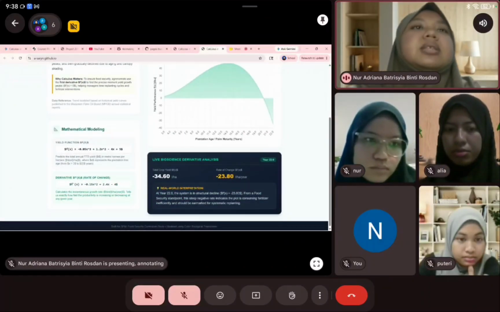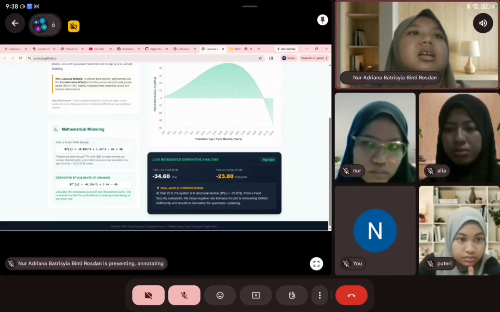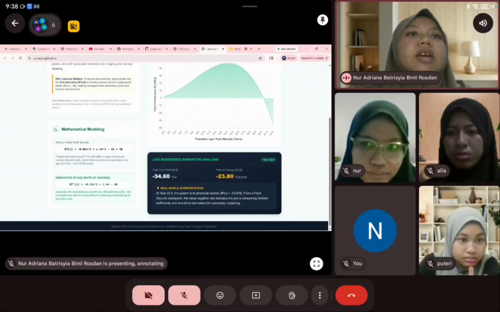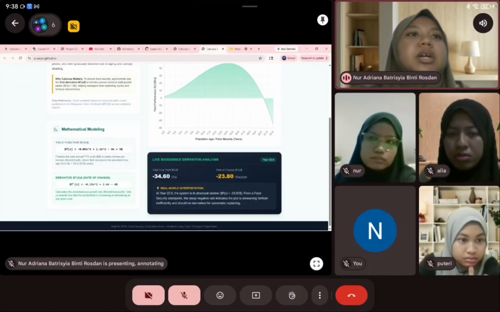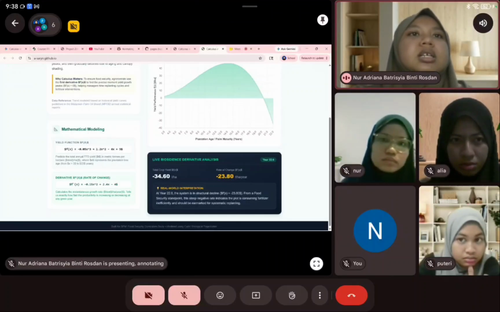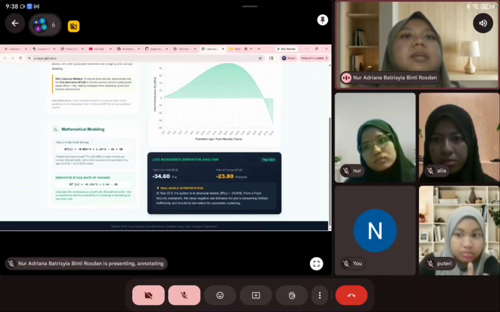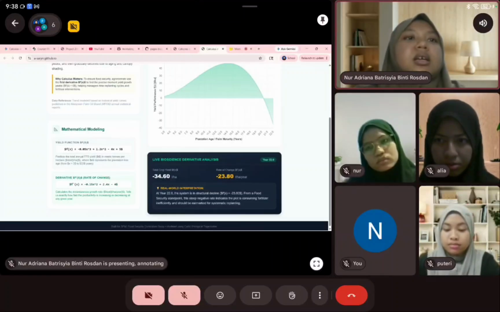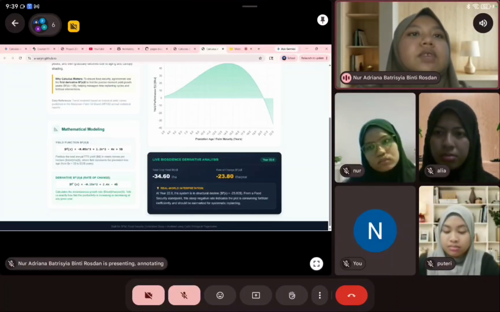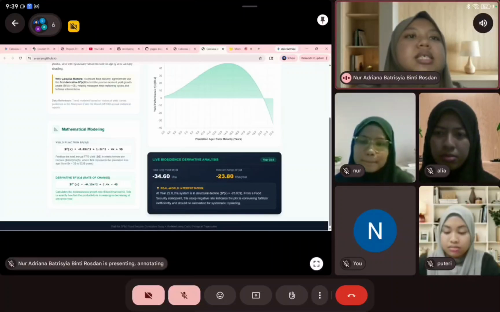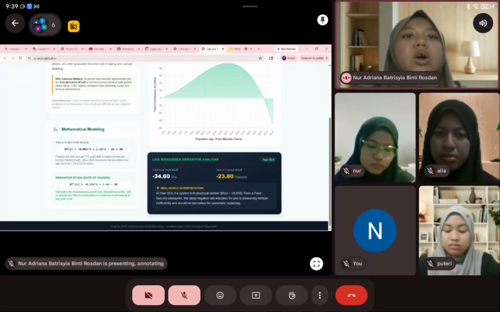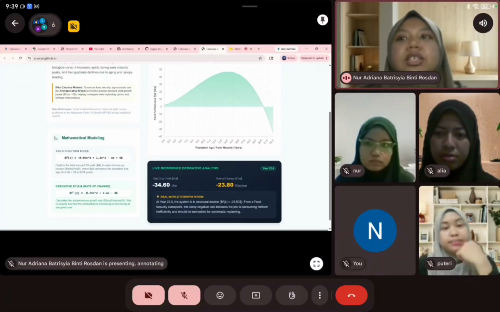So this is the mathematical modeling. The yield function predicts the total annual FFP yield in metric tons per hectare, where x represents the plantation tree age. And also the derivative, the rate of change, calculates the instantaneous growth rate. Rate tells us exactly how fast the productivity is increasing or decreasing at any given year.